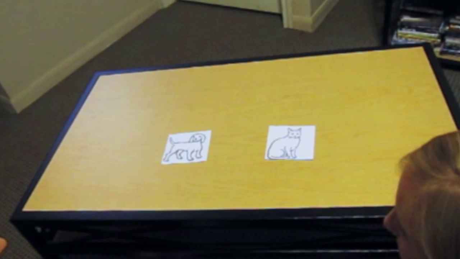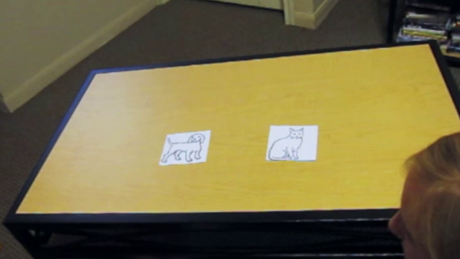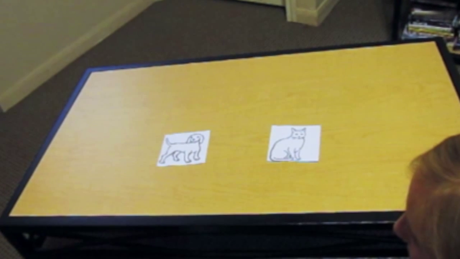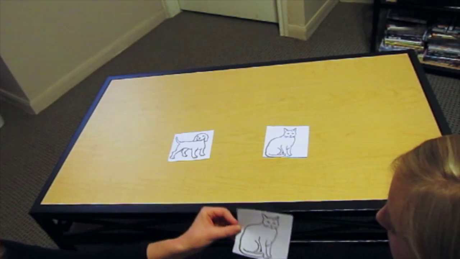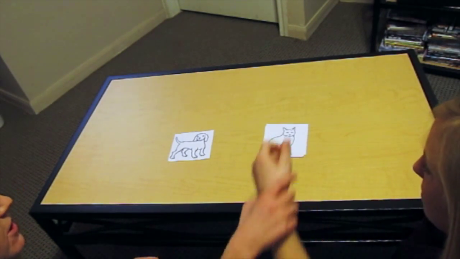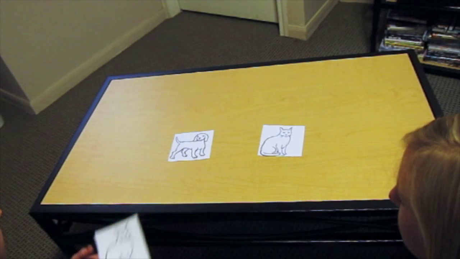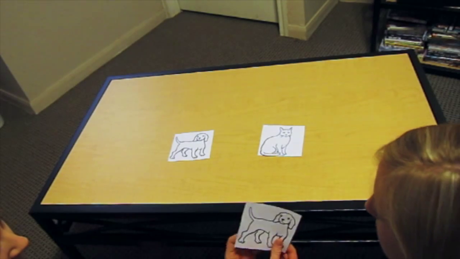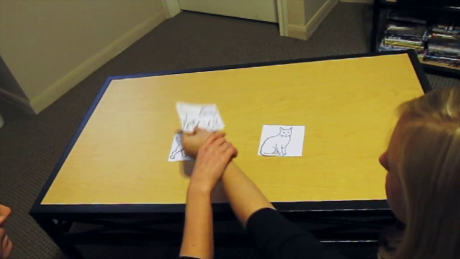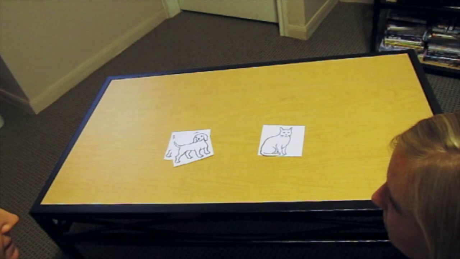During the first phase of the procedure, the instructor would provide a prompt immediately following the delivery of the instruction to match same. Mary, match same. Nice job! After progressing through the procedure, the learner is then given 1 second to respond to match same before the instructor prompts them to complete the correct response. Mary, match same. Good job, Mary.